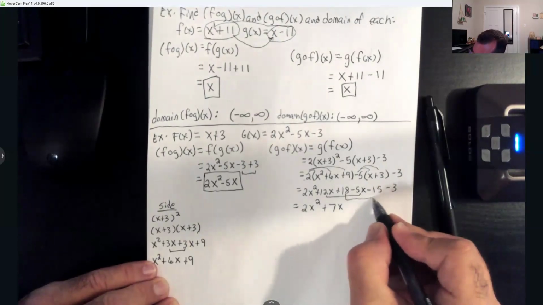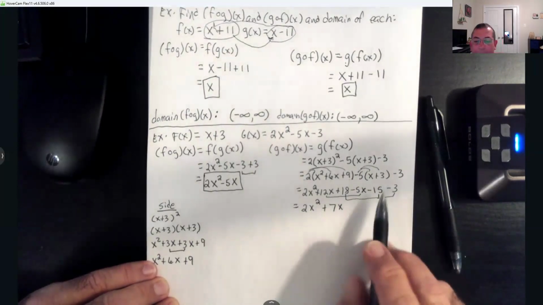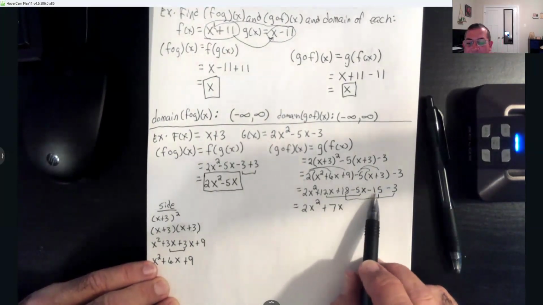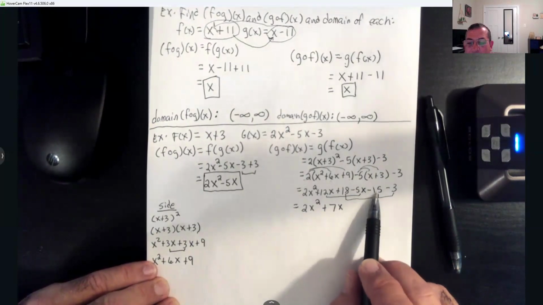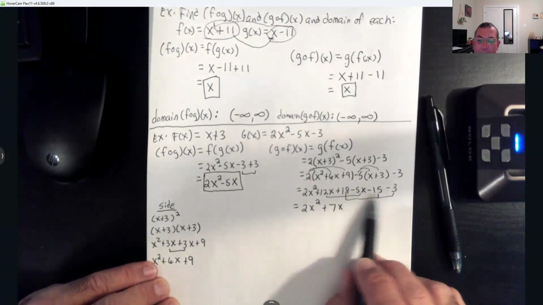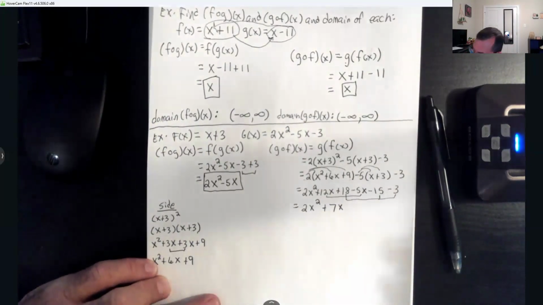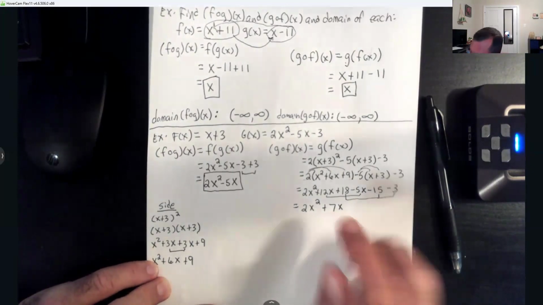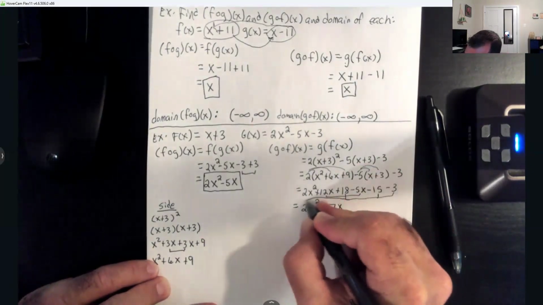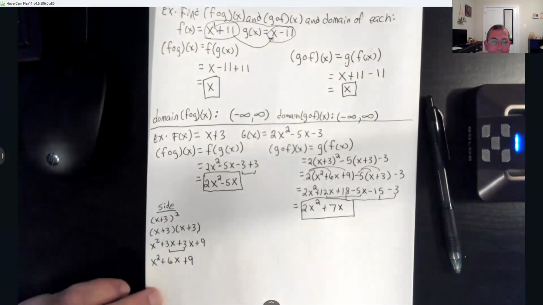And then all three of these numbers will add together. Oh, y'all look at that. 18 minus 15 is 3. 3 minus 3, look at that, that's 0. So the numbers cancel out. And our final answer, good job. So yeah, you got the 7x in the middle and then the 0. So guess what? Final answer.